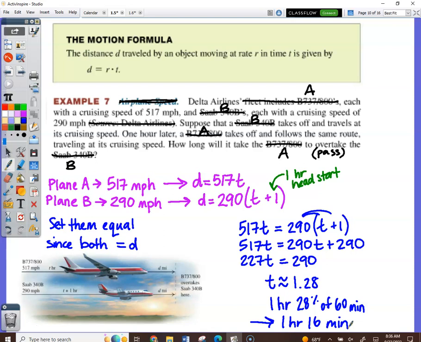So, maybe make a note: check T for same units. And what I mean by that is, is everything in hours? Is everything in minutes? Because that's what it needs to be, consistent. That is going to happen on number 7.